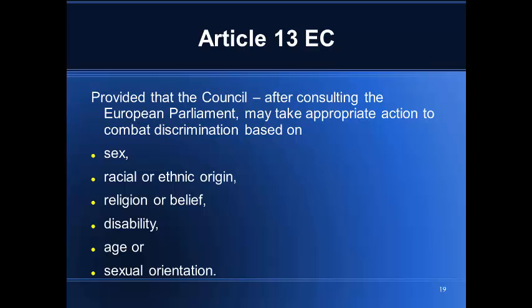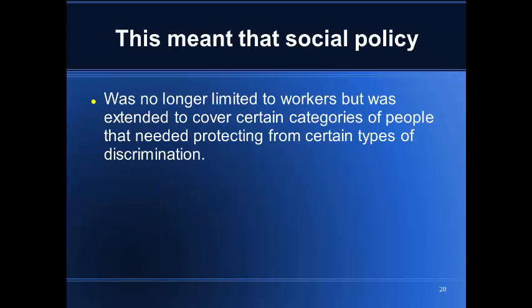Article 13 EC provided that the Council, after consulting the European Parliament, may take appropriate action to combat discrimination based on sex, racial or ethnic origin, religion or belief, disability, age, or sexual orientation. This meant that social policy was no longer limited to workers, but was extended to cover certain categories of people that needed protecting from certain types of discrimination.